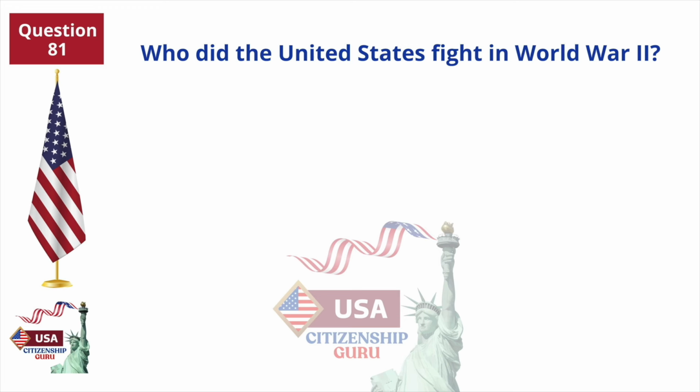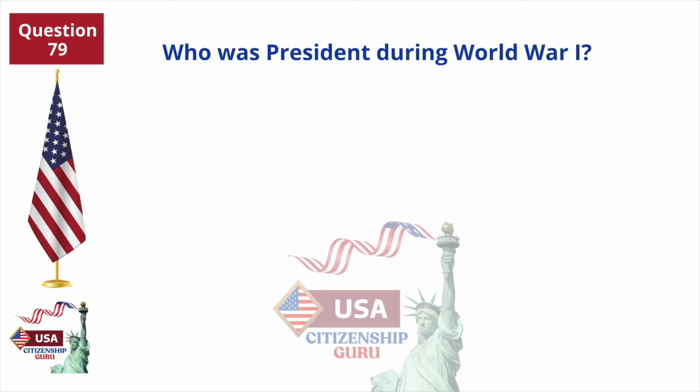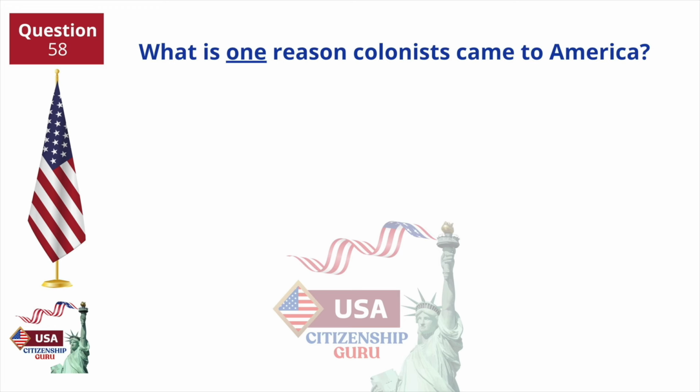Who did the United States fight in World War II? Japan, Germany, and Italy. Who was president during World War I? Woodrow Wilson. What is one reason colonists came to America? Freedom.